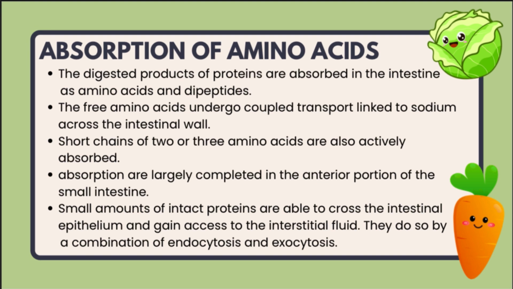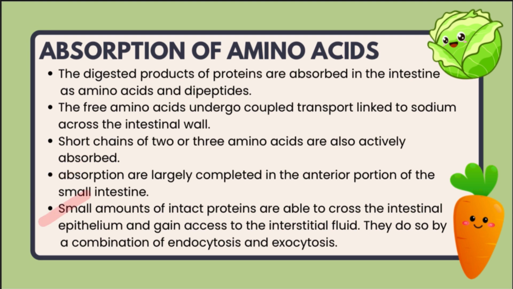Now we will discuss the absorption of amino acids. First point is the digested products of protein are absorbed in the intestine as amino acids and dipeptides. Second point is free amino acids undergo coupled transport linked to sodium across the intestinal wall. Third point is short chains of 2 or 3 amino acids are also actively absorbed. Fourth point is absorption is largely complete in the anterior portion of the small intestine, right?